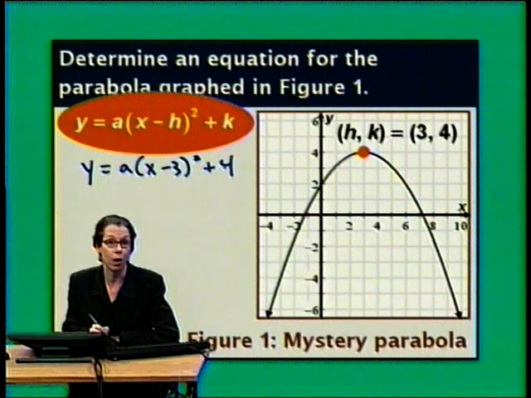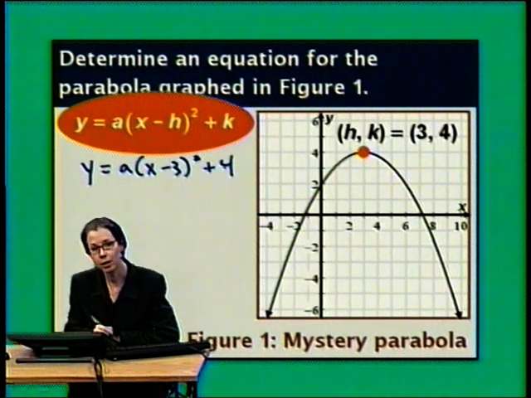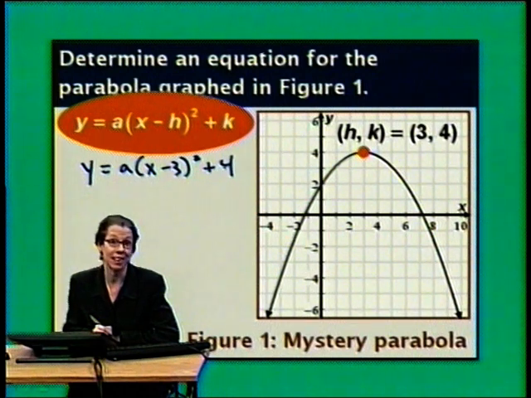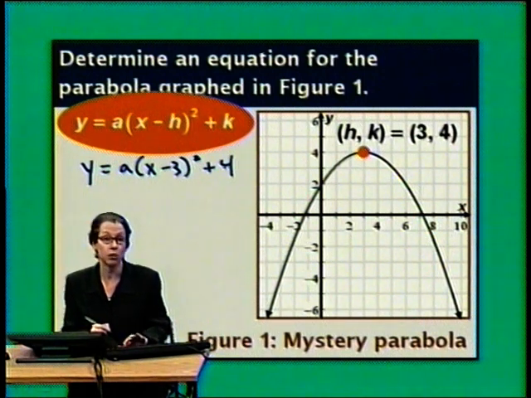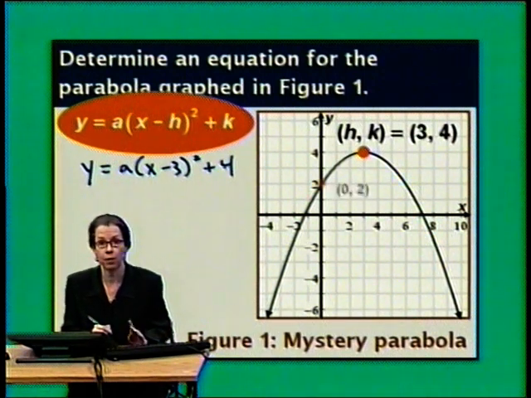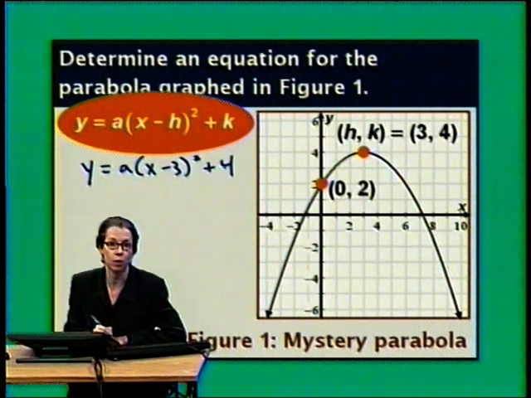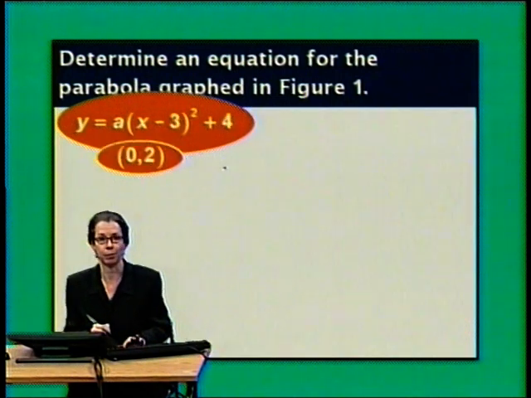Now I have just one last thing to figure out. What's the value of a? Looking at the graph, I know a must be negative, but that's about all I know about a right from the get-go. But what I do know is some other points on this graph. For example, I can see that the vertical intercept is the point (0, 2). When x equals 0, y equals 2. I'm going to use this to determine a.